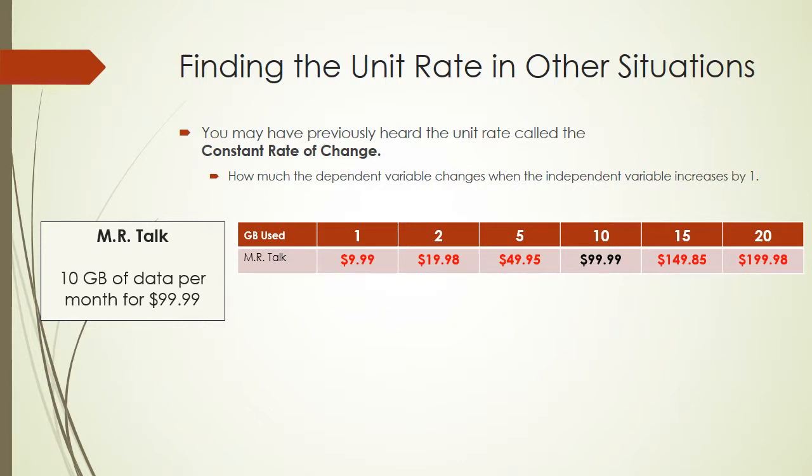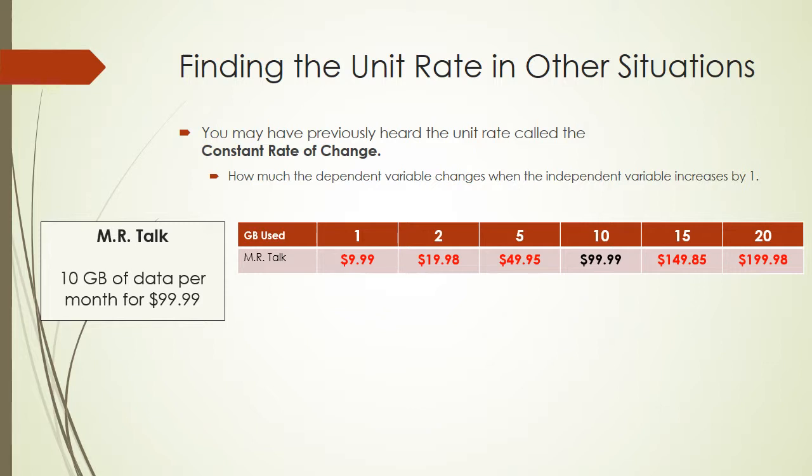The MR Talk phone company offers a plan where you get 10 gigabytes of data for $99.99 per month. This was the rate table that we came up with to represent the cost for different amounts of gigabytes, and we want to find the unit rate or the constant rate of change. Now, it seems like it would be evident from looking at this table that the unit rate would be $9.99 per 1 gigabyte used, but we need to verify that we have a constant rate of change in this case. And I know we kind of see that from this situation, but we want to make sure that we set up a process for being able to verify whether there's a constant rate of change.